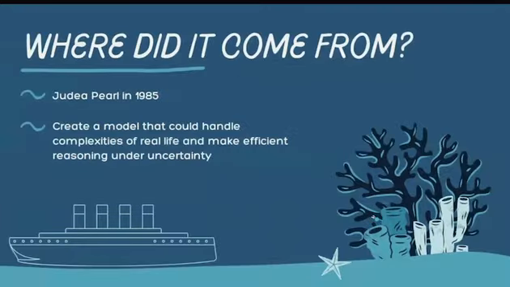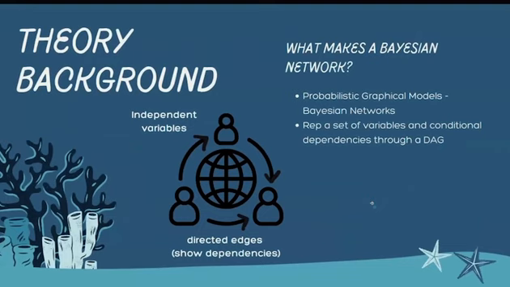I'm first going to start off with where it came from. The concept was created by Judea Pearl in 1985, and his goal was to create a model that could handle the complexities of real life, but still make efficient reasoning under uncertainty. Specific to Bayesian networks, what makes up a Bayesian network? It falls under the umbrella term of probabilistic graphical models, and it represents a set of variables and conditional dependencies through a directed acyclic graph.